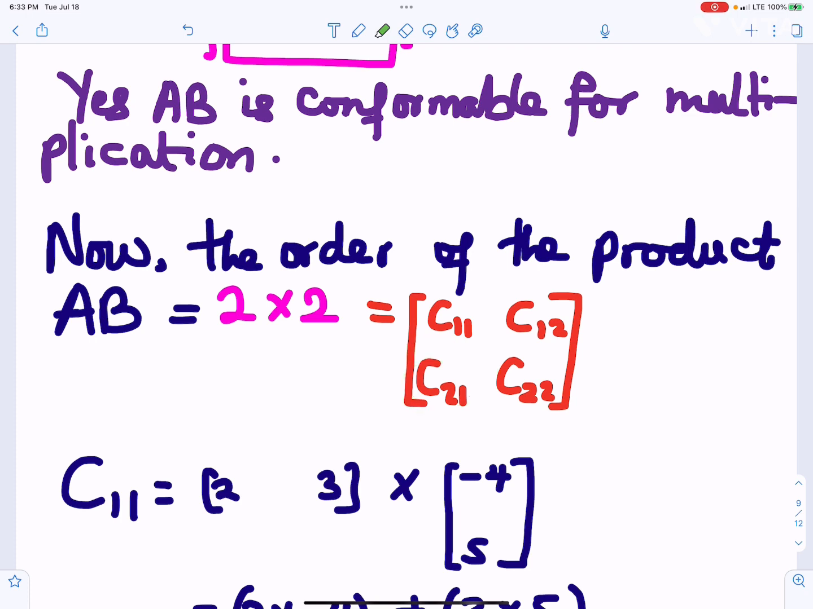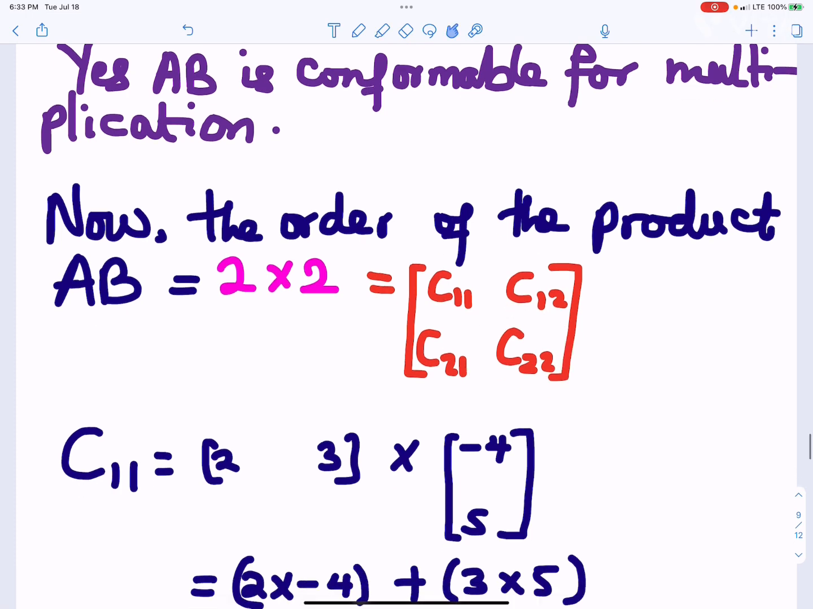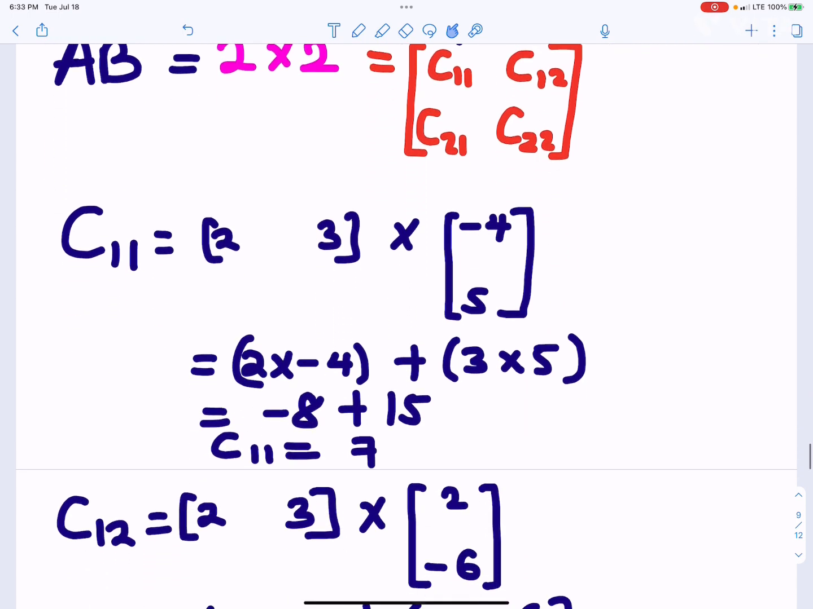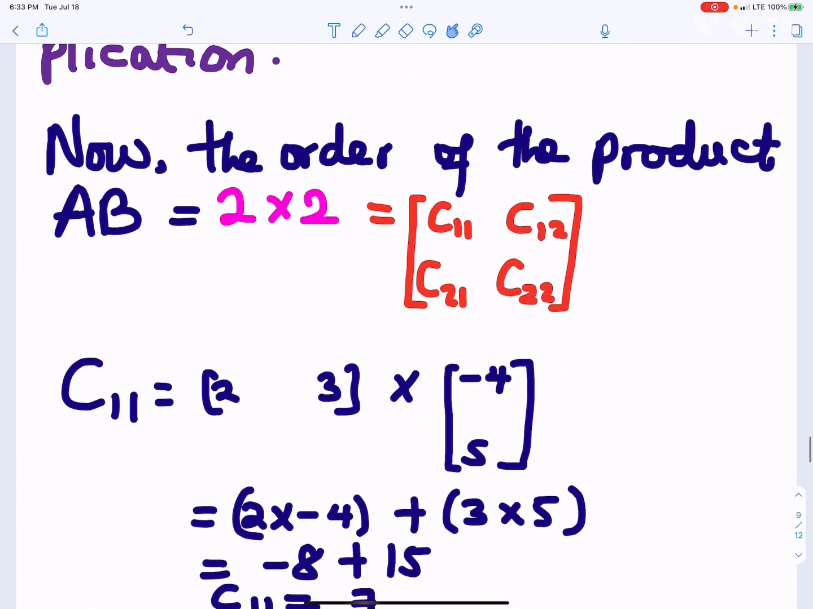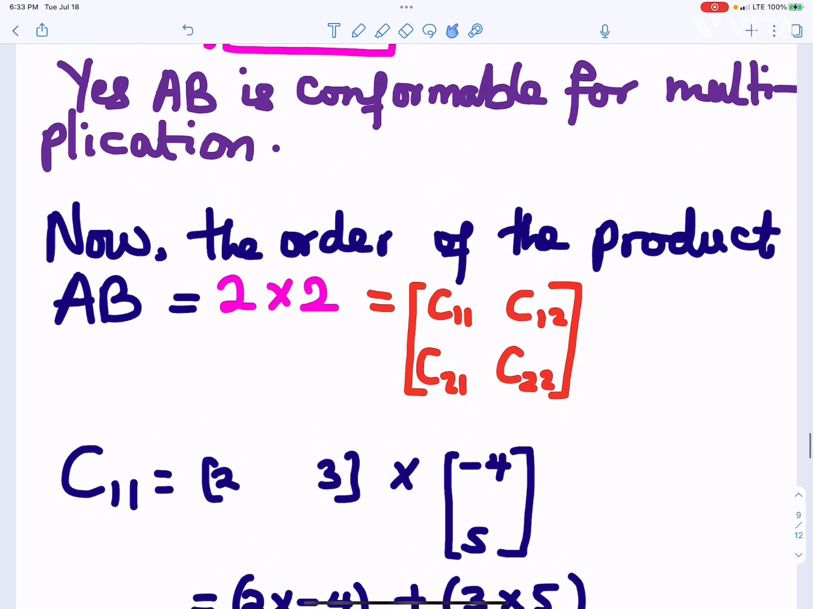While this is the cell in the second row, second column. So, in this question, it means that cell 1, 1. To get the element in this cell, that's what we should do next. To get the element in cell 1, 1, I'll multiply the first row in matrix A by the first column in matrix B.